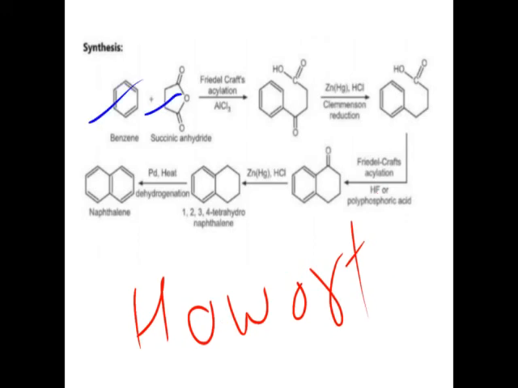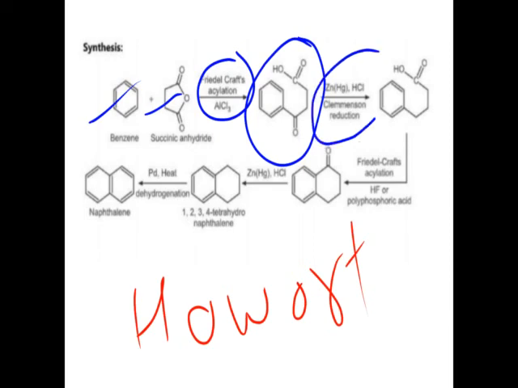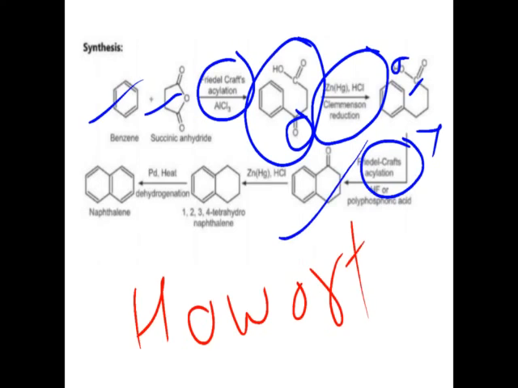So benzene and acidic anhydride in presence of aluminum chloride, that is the Friedel-Crafts acylation, this product is formed. Again reduction reaction takes place. In the reduction reaction this double bond O is removed, so here there is absence of double bond. In the next reaction, in presence of HF or phosphoric acid, Friedel-Crafts acylation takes place. This carbon binds to this position and this hydroxy group is eliminated, so we are getting this product.